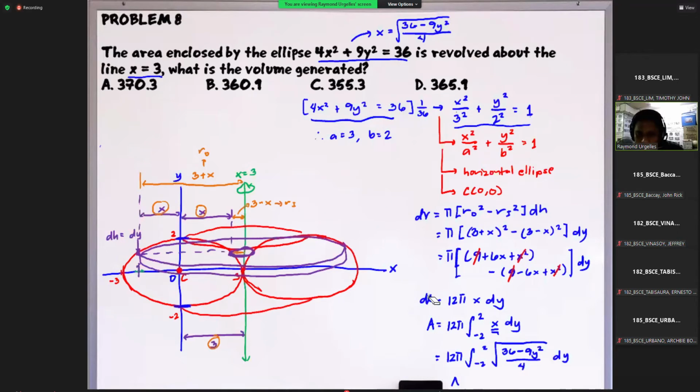dV pala to, not dA. Okay? So dV. So volume. So then pwede na natin ma-solve dito yung volume. Diba? So diretso nyo na lang to sa calculator.